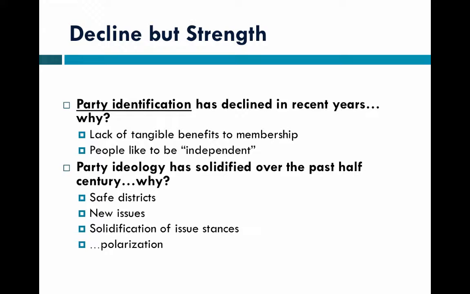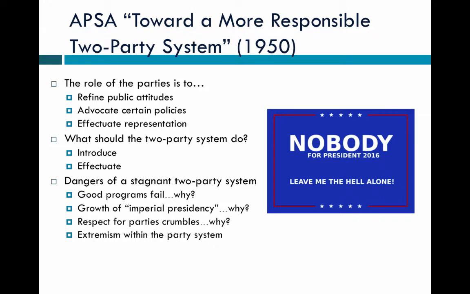So our party system has changed, our party identification has changed, and the roles of party in our system have changed. The APSA, the American Political Science Association, in 1950 wrote a report called Toward a More Responsible Two-Party System. And I had you read that here. I also have my American government students read it. It's a really prescient account of what could happen with a stale and unsophisticated two-party system.